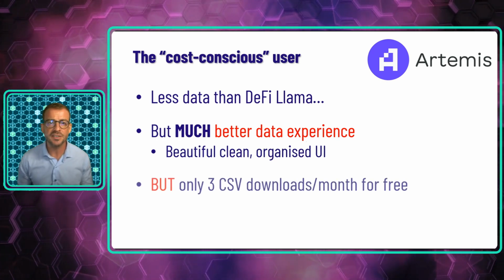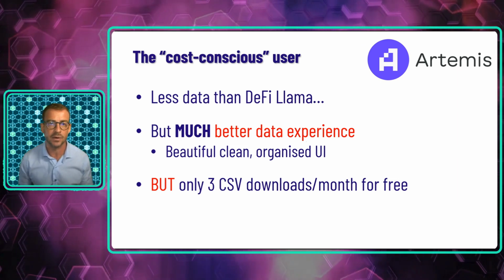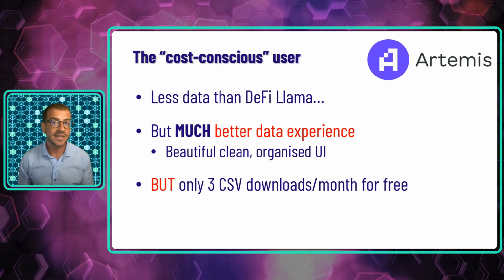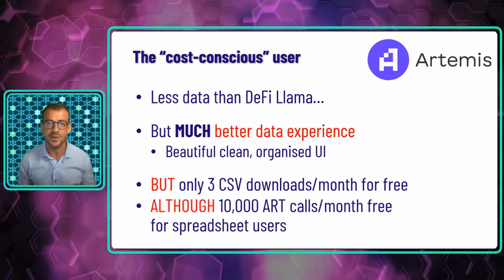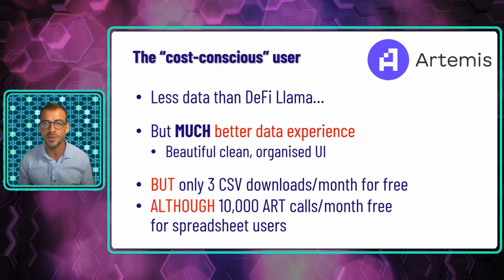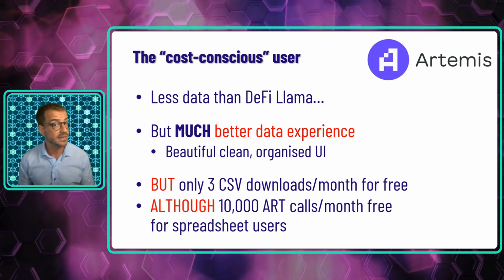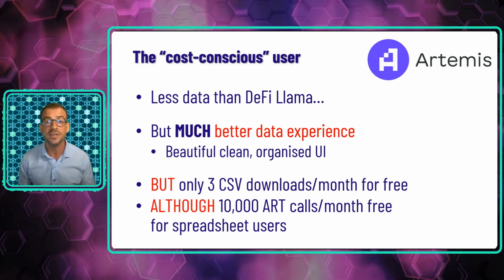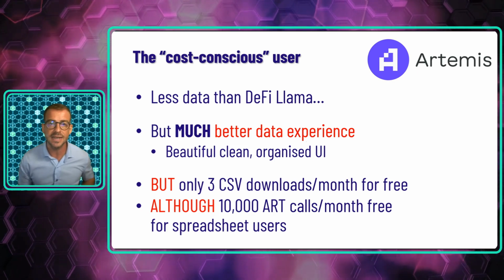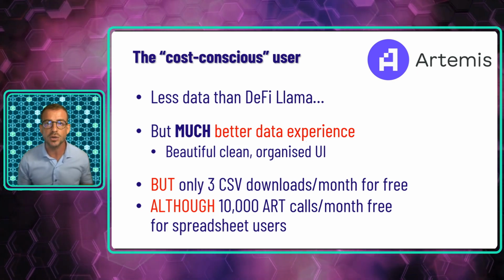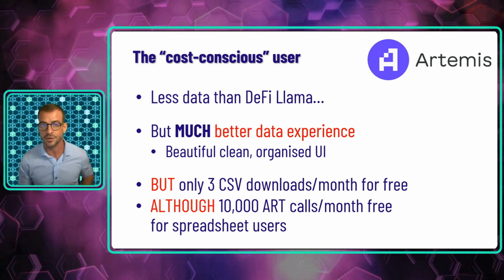However, the free version does pinch you quite fast and quite hard, limiting you at just 3 CSV downloads per month. But to me, it seems like this is massively offset by the 10,000 calls you get on their spreadsheet formulas per month on the free tier. And remember, these formulas pull in data from CoinGecko, DeFi Llama, and Artemis's own data streams. So as long as your work does not require you to have up-to-the-minute data, it's very likely that you could pull a good volume of interesting and useful data on the free tier.